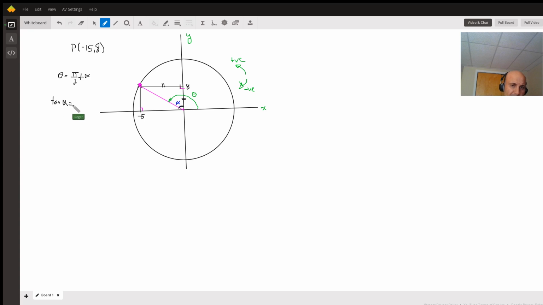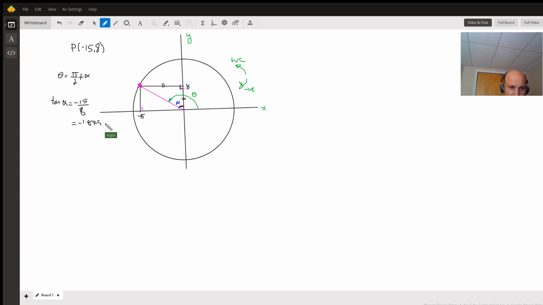So tangent alpha is equal to what? Is equal to opposite, which is in this case -15, over adjacent, which is 8. Okay, so it's -15 over 8, equal to -1.875.